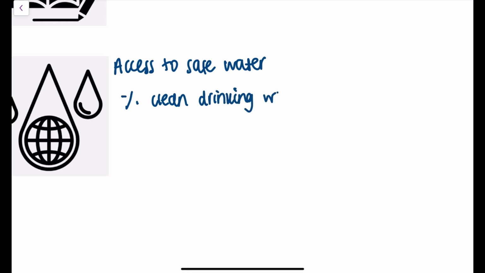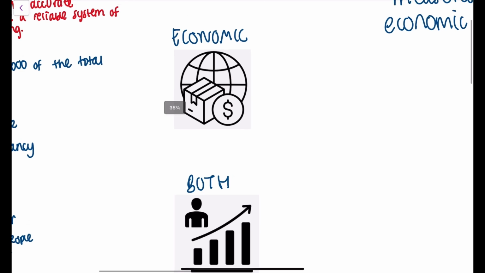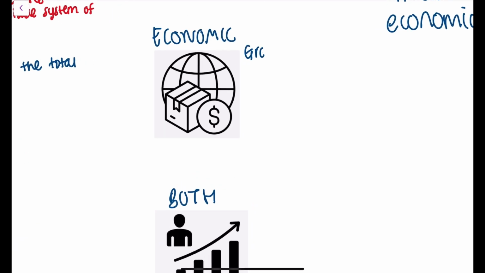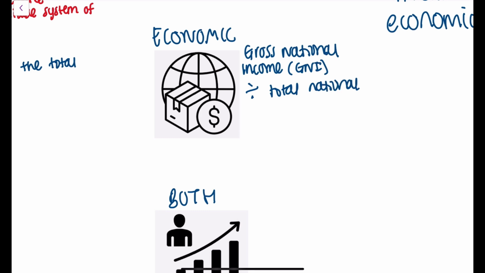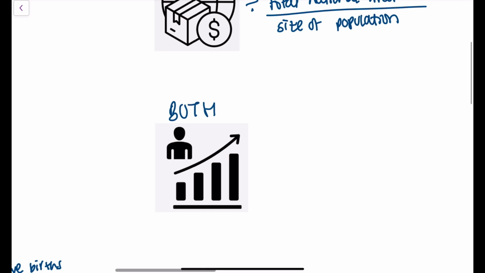We'll then move over to economic development measures, and the key one that the AQA GCSE specification wants you to know is GNI, so that's gross national income. Now, this is a measurement of economic activity that is calculated by dividing the gross, so the total national income, by the size of the population. Now, GNI takes into account not just the value of goods and services, but also any income that is earned through investment overseas.